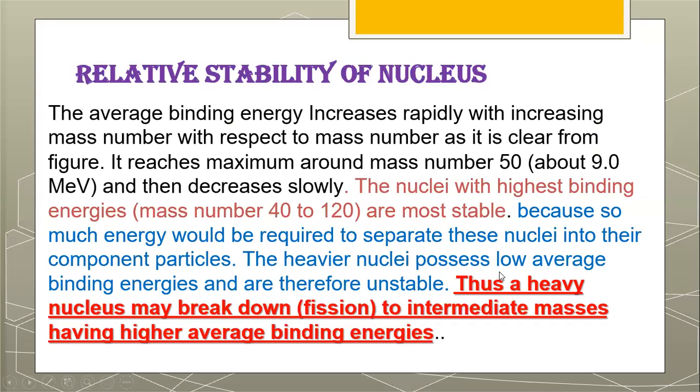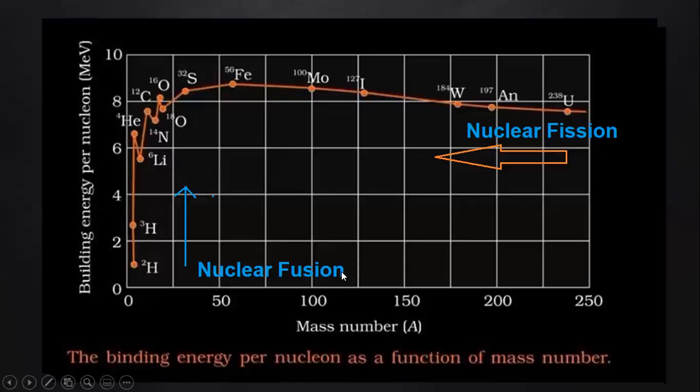The heavier nuclei possess low average binding energy and are therefore unstable. It means that the heavier nuclei have low average binding energy, and so they are unstable in nature. Thus, a heavy nucleus may break down, that is fission, into intermediate masses having higher average binding energies. So heavier nuclei possess lower average binding energy and they are unstable.